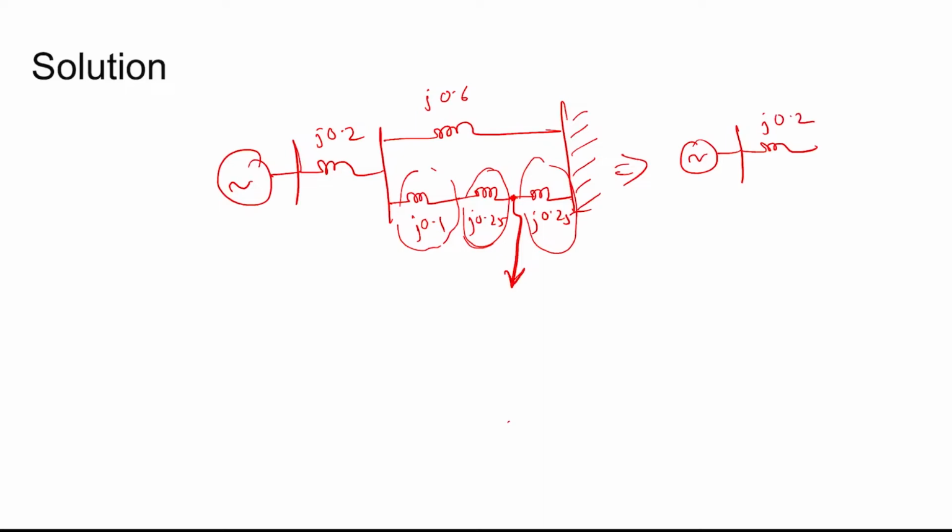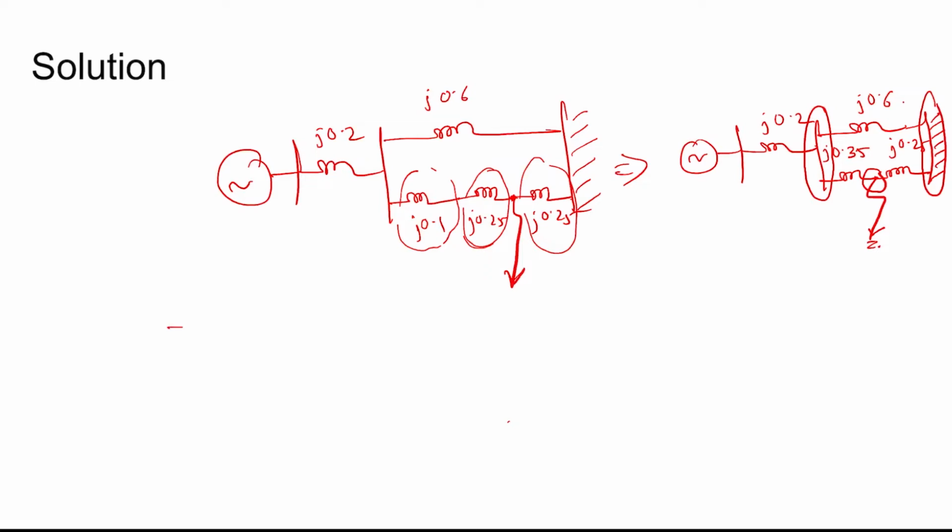The equivalent model will look something like this with the impedances specified: j0.2, j0.6, j0.35, and this is j0.25, where this is the infinite bus and this is the fault. Now this is one node, this is another node, this is another node, three nodes. We need to convert this delta connection into the star connection for simplification of the circuit. So now let's convert this from delta to star.